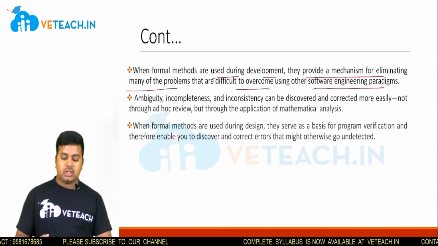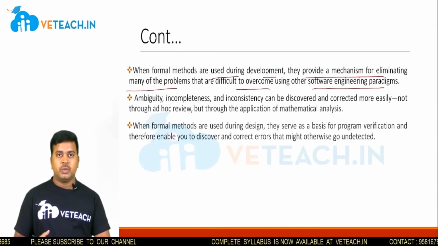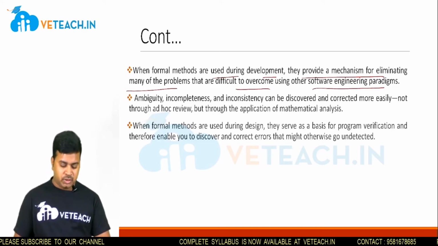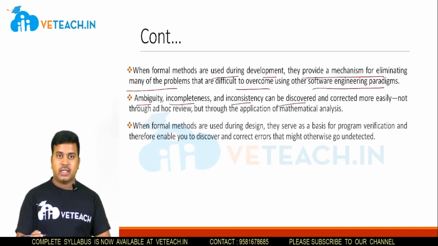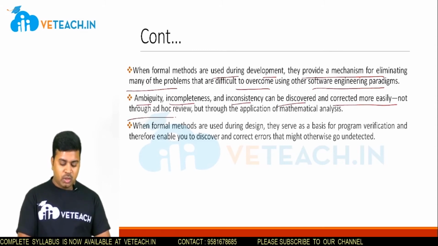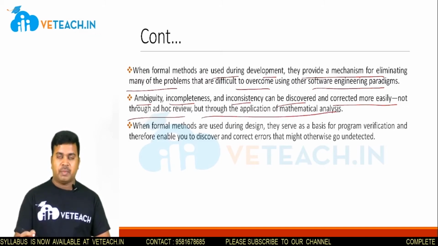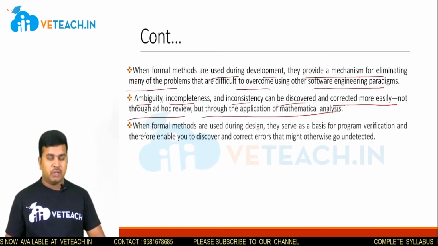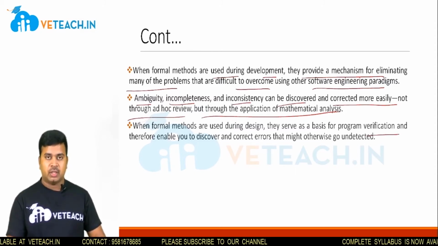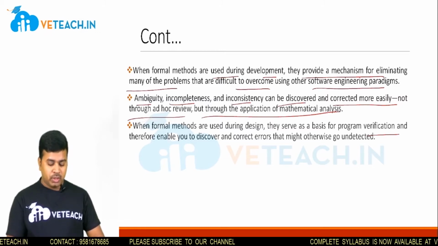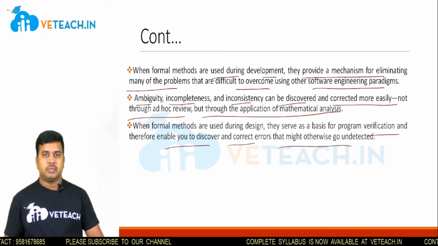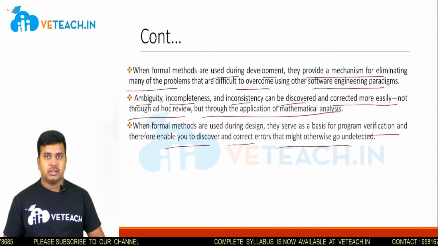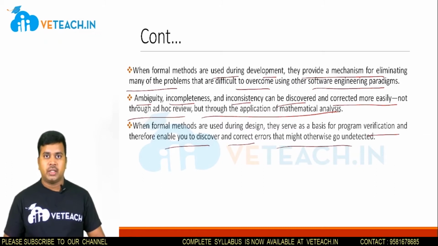That means when you are developing a normal software project, you will be facing different problems. What are these problems? Ambiguity, incompleteness, inconsistency can be discovered and corrected more easily, not through ad hoc review but through the application of mathematical analysis. Mainly these formal methods are going to verify, and also enable you to discover and correct the errors that might otherwise go undetected. That means when you use this method in your software development process, the undetected errors in the project will be detected at an earlier stage.